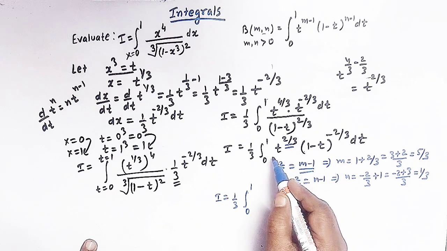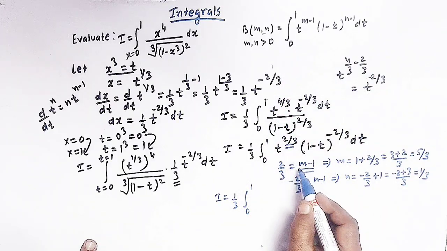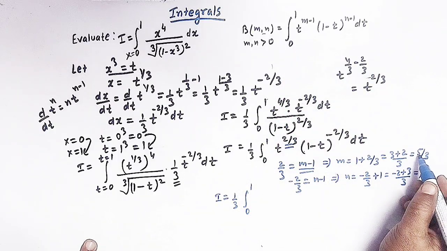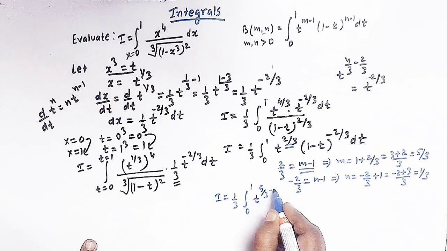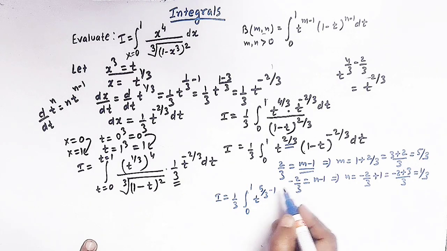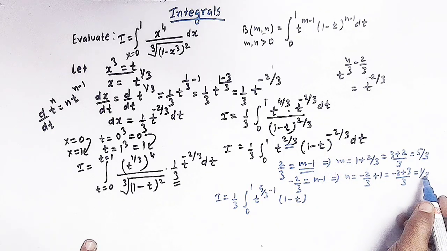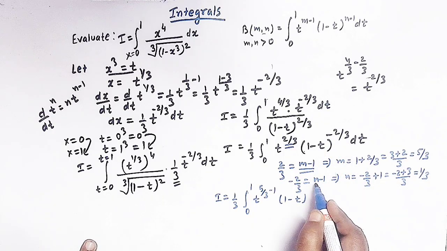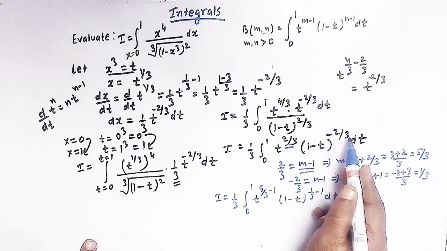Because we want to convert this integral into this form. So 2 over 3 is equal to m minus 1, and m is 5 over 3. So we can now write t raised to 5 over 3 minus 1, because 5 over 3 minus 1 is again 2 over 3. And then we have (1 minus t) raised to minus 2 over 3, and n is 1 over 3, so minus 2 over 3 is 1 over 3 minus 1, and here we have dt, and 1 over 3 minus 1 is minus 2 over 3.